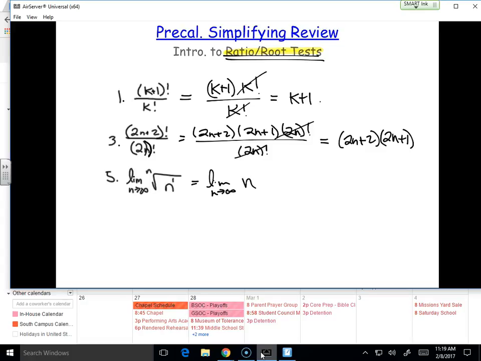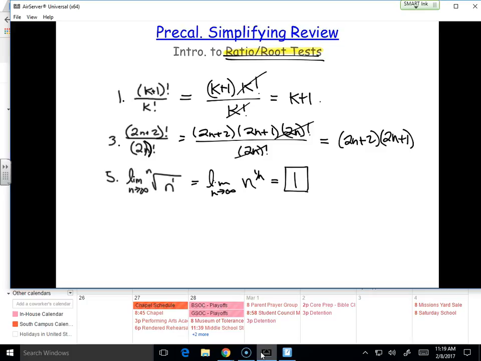No, it's 1. It'd be n to the 0. Oh, wait, because if you flip it, it's negative n and then you get 1 over n. Oh, no, negative, no negative. We make the power 1 over n. And what does 1 over n approach as n goes to infinity?